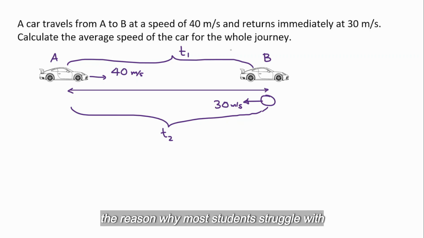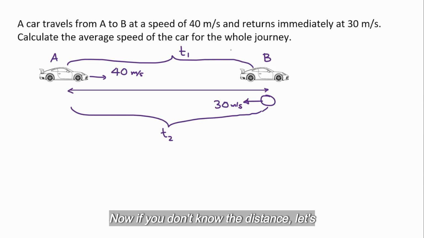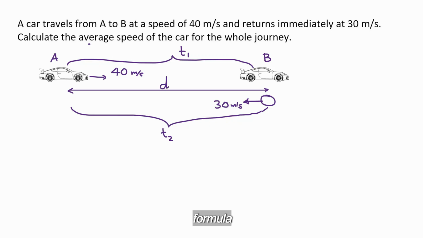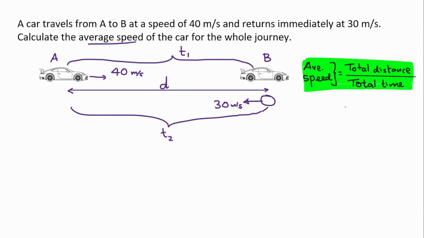Now, the reason why most students struggle with questions like this is because they think, I don't know the distance. How can I calculate it? Well, if you don't know the distance, let's assume that to be d. To get the average speed, let's write the formula. We know we have to find the total distance and divide it by the total time. Now, how do I do that?